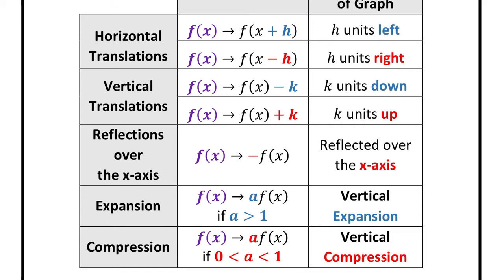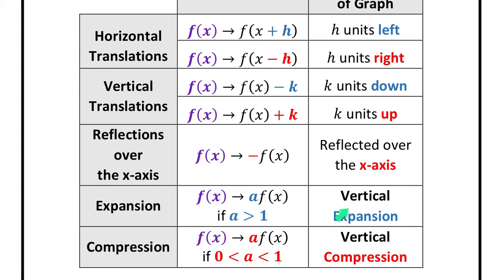There's only one type of reflection here, which is reflection over the x-axis. Remember the absolute value had 2 types of reflections, over the x-axis or the y-axis. For this one, it's only over the x-axis, and that happens when there's a negative in front of the quadratic function. And in the last 2 transformations here, there could be a vertical expansion or vertical compression.